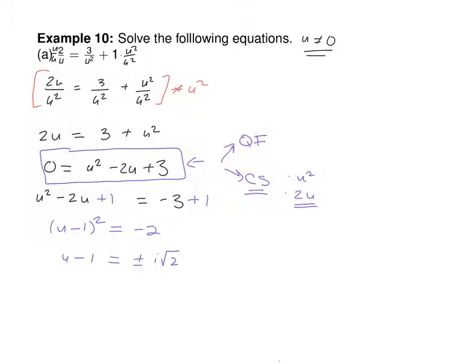I'm trying to get you to understand when you would choose one method over the other. Just because it works better, not only because the quadratic formula always works. You could always use that and never use anything else if you wanted to. And so u will equal 1 plus or minus i root 2.